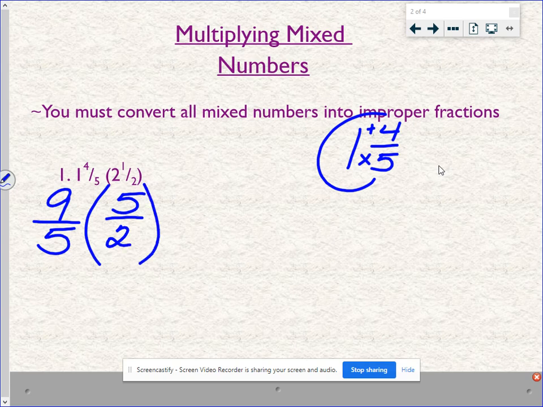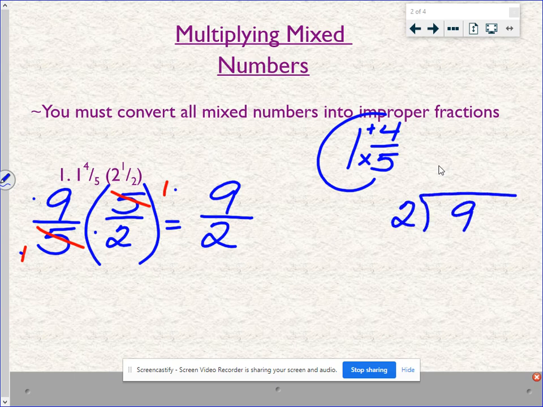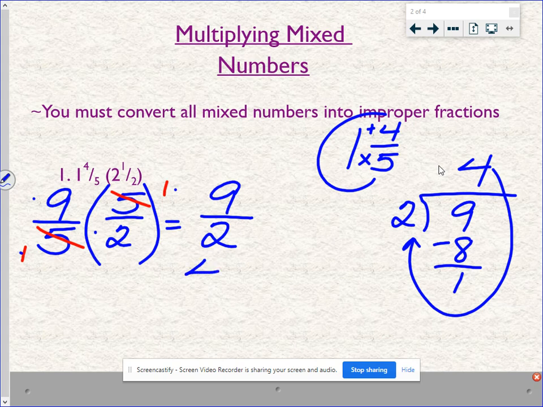Now, what we did probably about 5-6 days ago, we now can do our cross canceling. And hopefully you see that we can say 5 goes into itself once, 5 goes into itself once. We now take 9 times 1 to be 9. We take 1 times 2 to be 2. Now we have an improper fraction, which we now must convert to a mixed number using our fishhook. So 2 goes into 9 4 times, and we end up with a mixed number of 4 1/2.